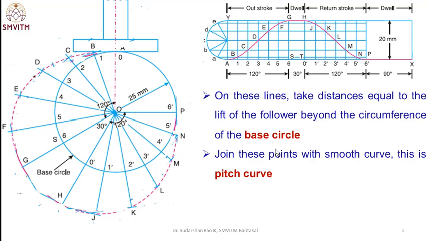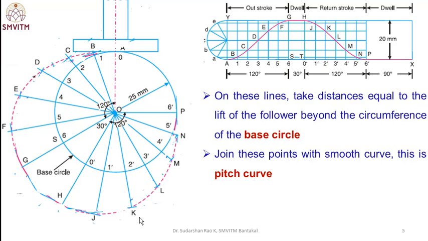Next, from the displacement diagram, we get the displacements 1b, 2c, 3d, etc. On these divided lines, take a distance equal to the lift of the follower from the displacement diagram and mark this distance beyond the circumference of the base circle. That is 1b, 2c, 3d, 4e, 5f, 6g, etc. So mark these points.